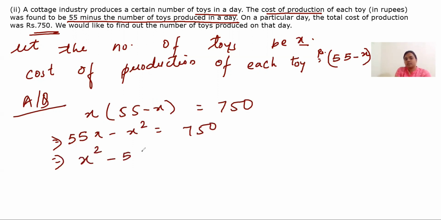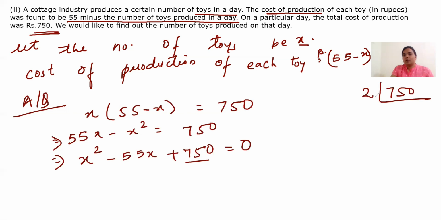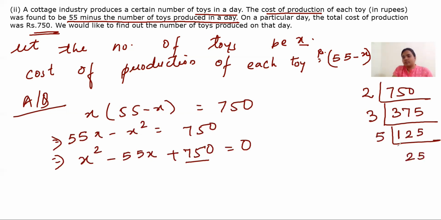x square minus 55x plus 750 is equal to 0. So we have to factorize 750, because in this case a is 1. So we will factorize 750. 2 3s are 6, 2 7s are 14, 2 5s are 10. Then 3, 3 1s are 3, 3 2s are 6, 3 5s are 15. Then 5, 5 2s are 10, 5 5s are 25, 5 1s are 1. We have to arrange it to get 55. So how can we get it? Let's try with the middle ones this time.